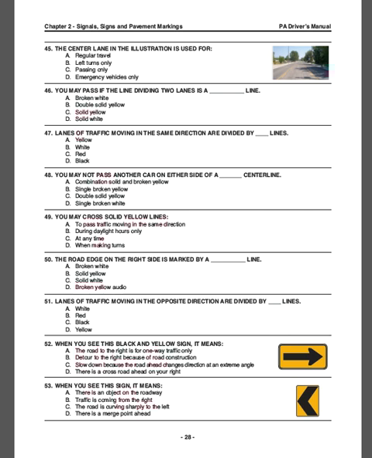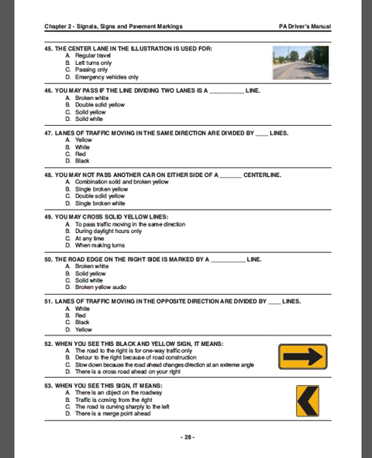49. You may cross solid yellow lines. A, to pass traffic moving in the same direction. B, during daylight hours only. C, at any time. D, when making turns. The answer is letter D. To make a turn, you may cross solid yellow lines.